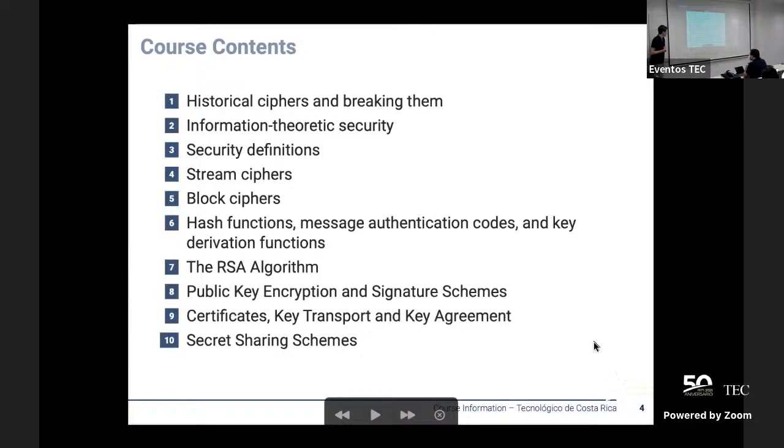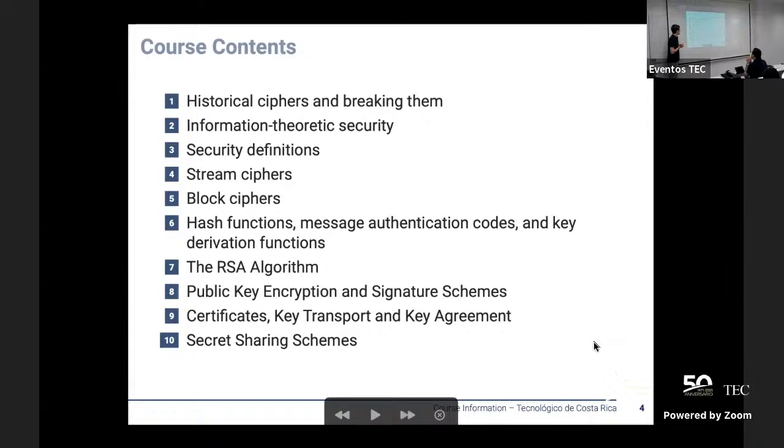Because there are five weeks and two lectures a week, there are actually 10 topics. Mostly these are the exact names of the chapters in the book. So today we will start with the historical ciphers. Well, we'll come to that in a moment.